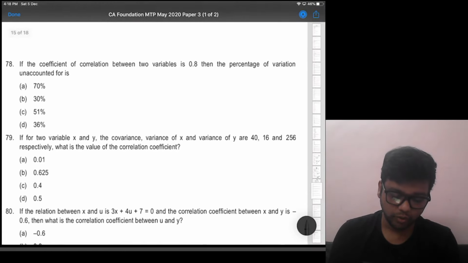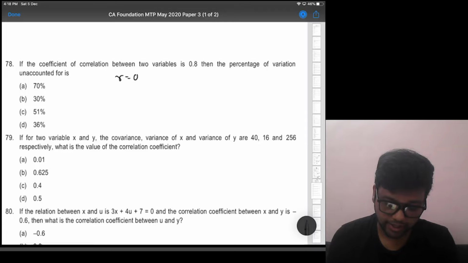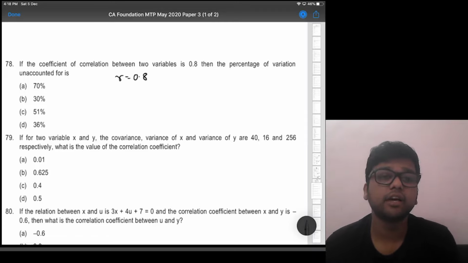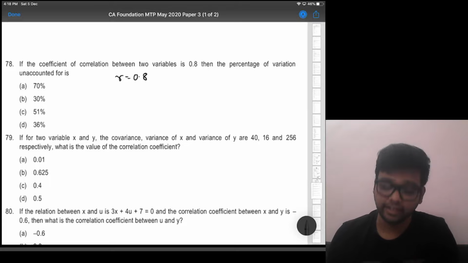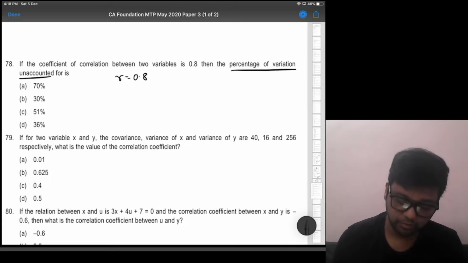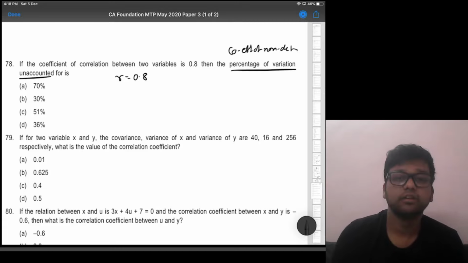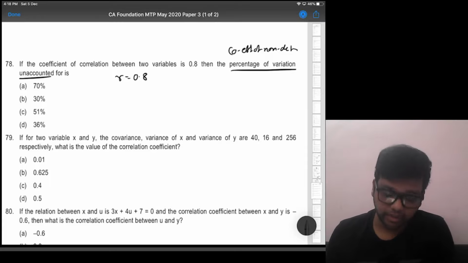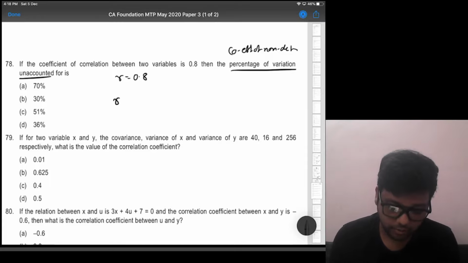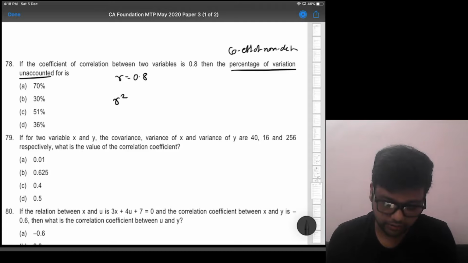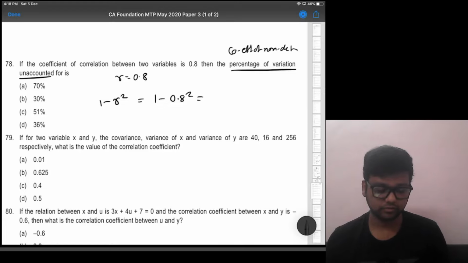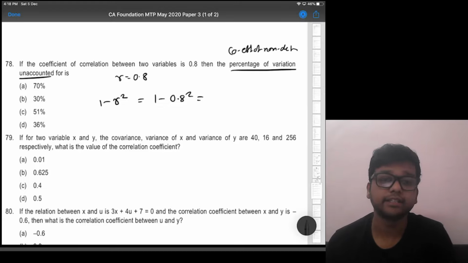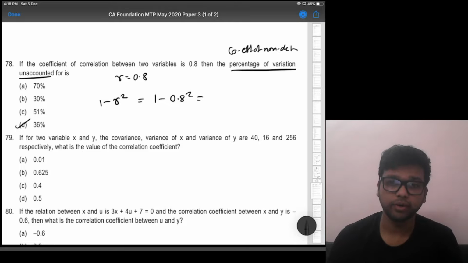78. If coefficient of correlation, that is r, is 0.8, then percentage of variation unaccounted for. Variation unaccounted for, that is unexplained variance. Unexplained variance is, always remember, coefficient of non-determination. How do we find coefficient of determination? Coefficient of determination is r square. Coefficient of non-determination is 1 minus r square. So it will be 1 minus 0.8 square. How much is that? 0.36, that is 36% if we want to write in percentages.